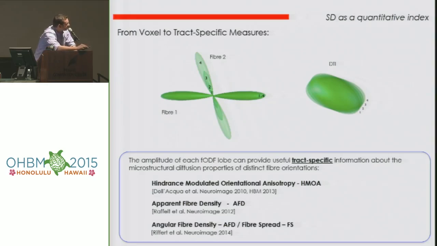So we came up with these kinds of indices, which we call orientation-dependent, intermodulation, orientation isotropy. Raffelt called it apparent fiber density. Now there is recently another AFD called angular fiber density. So it's a bit of a mess at the moment in terms of terminology, but we are working on it, don't worry. The concept is always the same: we are looking at the amplitude of the FOD, the amplitude or integral of the lobe of the FODF.